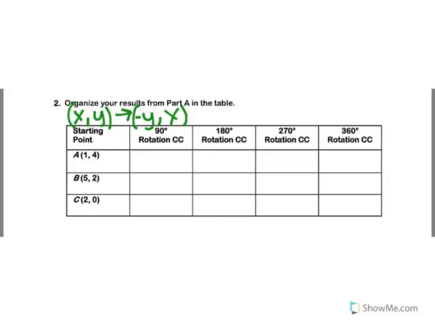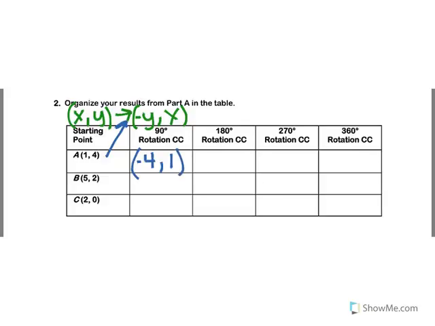Okay, that's basically saying that if we're starting with (1, 4) and we switch the x and y, then 4 would come first, and then we change the sign of the x. Oops, I messed that up. Okay, so 4 would come first, then 1, and we're going to change the sign of the y. Sorry about that.